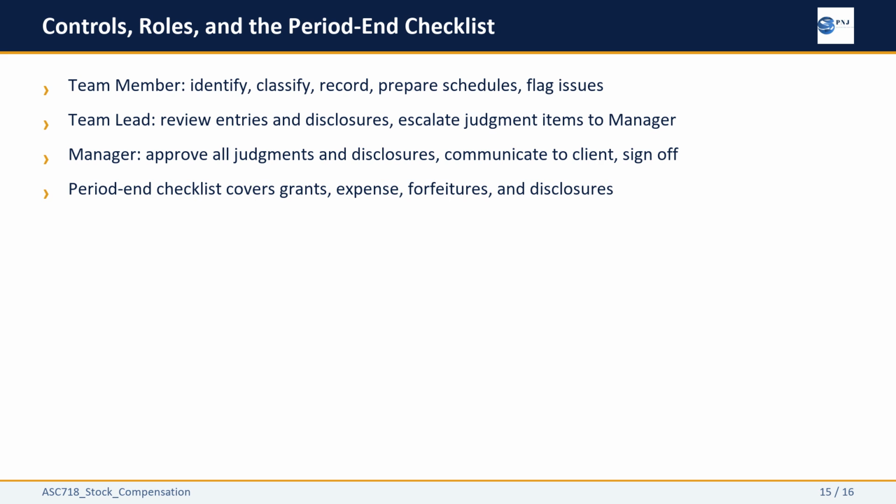Managers approve all judgments and significant estimates, review and approve all financial statement disclosures, communicate significant accounting decisions to client management, and sign off before issuance. The period-end checklist ensures nothing falls through the gap. New grants, expense calculations, retirement eligibility assessments, performance condition updates, forfeiture reconciliations, DTA roll forwards, and diluted earnings per share updates.